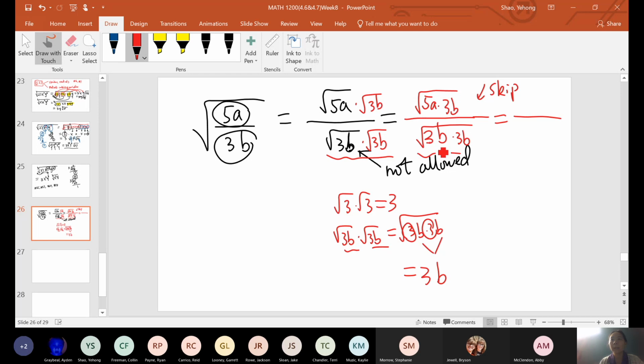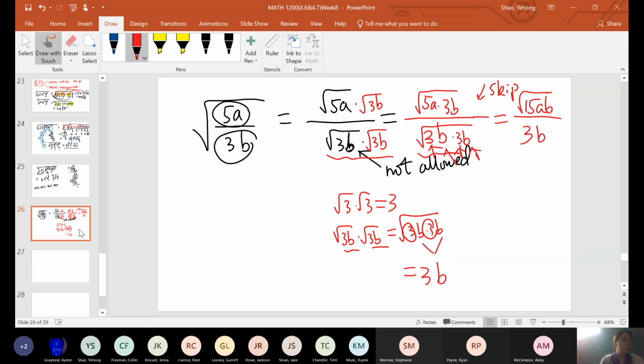So this is how I multiply 3b and 3b, because 2 copies of 3 gives me a 3, and 2 copies of b gives me a b. Nothing left under the radical sign, so the radical sign would disappear. But in the denominator, 3 times 5 is 15. A times b would just be ab, all of them. So that would be the final answer: square root of 15ab over 3b.